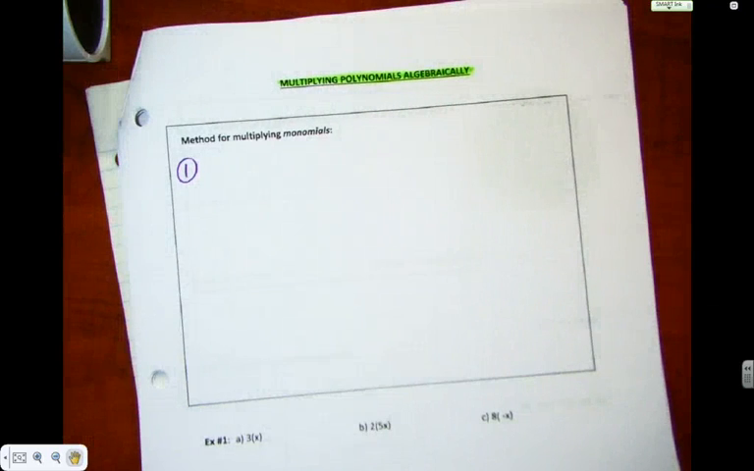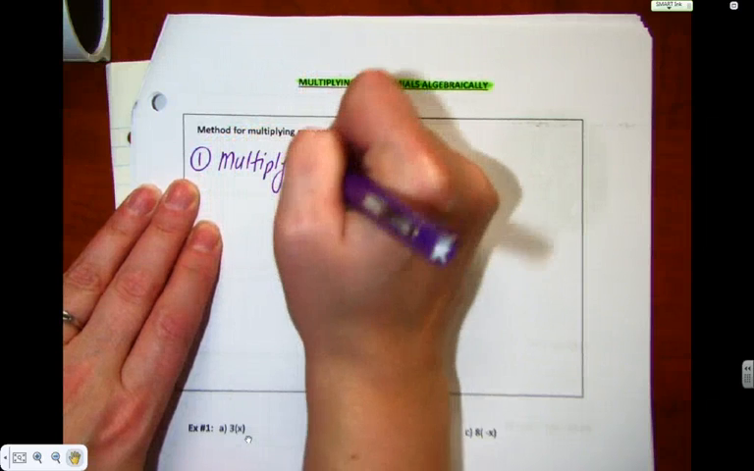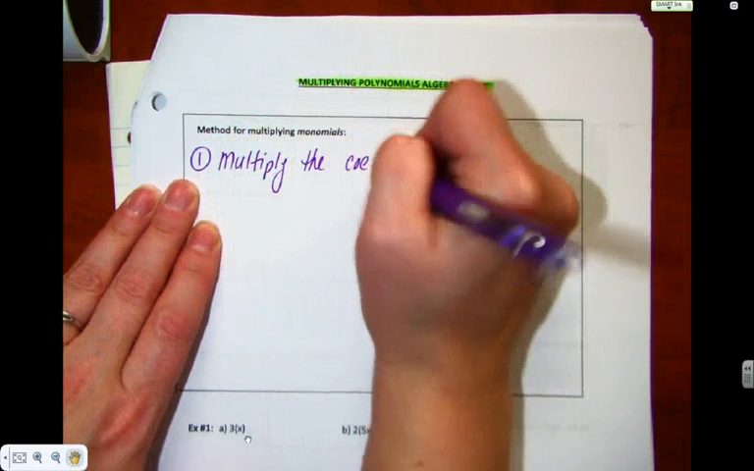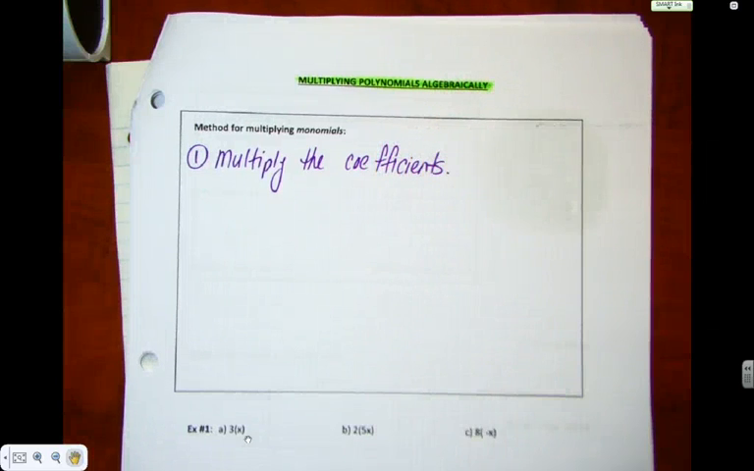Step number 1. If it was not frozen, you could actually see step number 1. Multiply the coefficients.